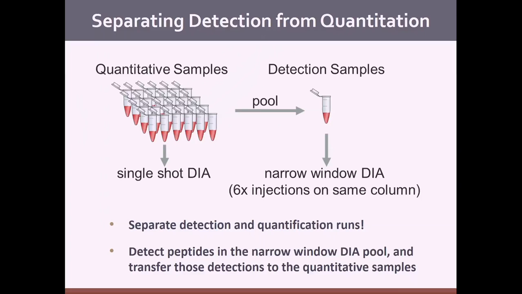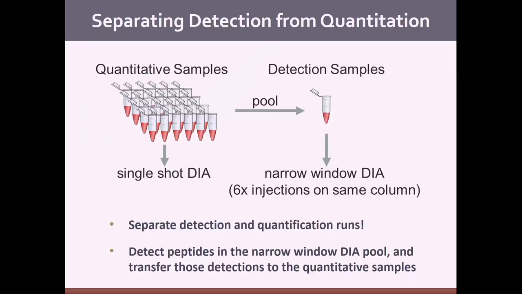So let me describe this a little bit. Often in our lab, a lot of our experiments contain 40, 50, or 100 samples that will come to us. In these cases, we do a wide window DIA experiment, overlapping windows. As Brian calls them, single shot DIA. We collect that data on the 50 or 100 samples that someone would give to us. He then takes a little bit off of each sample and generates a pool of, let's say, those 100 samples.